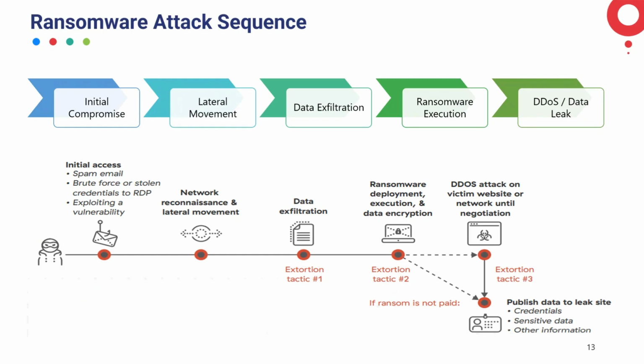Next one, I just want to quickly touch upon how a typical ransomware attack sequence happens. It usually happens very easily. Let's say I'm a hacker with malicious intent. I can just send you a spam email saying, hey, there is a great offer going on. It looks so genuine that you will feel compelled to open that particular email. And the moment you open the mail, I have access to your environment.